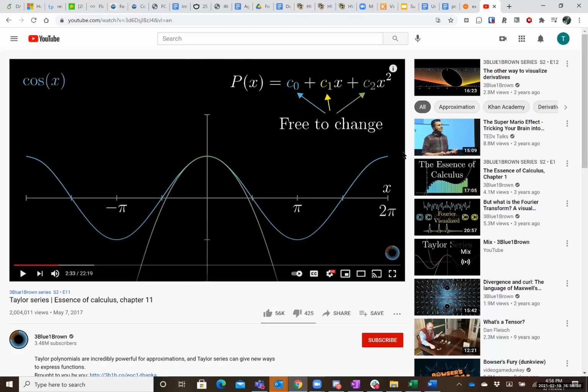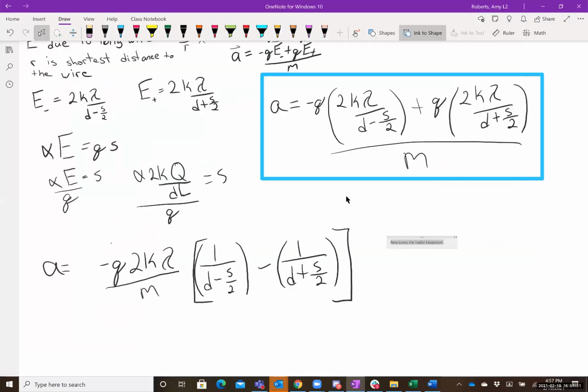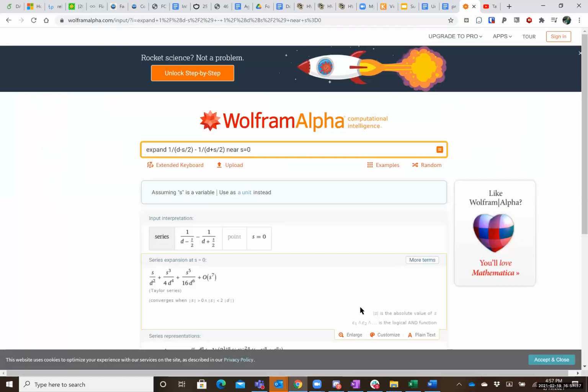But this is fundamentally what's going on with Taylor series: you're finding this polynomial approximation, and it turns out that there's a very direct formula for that, and that's what Mathematica is evaluating for you. It's taking all the derivatives that you need to evaluate that formula. So what I'm saying here is that if we look at this, all of this is to say that this entire expression right here can be replaced with s over d squared.